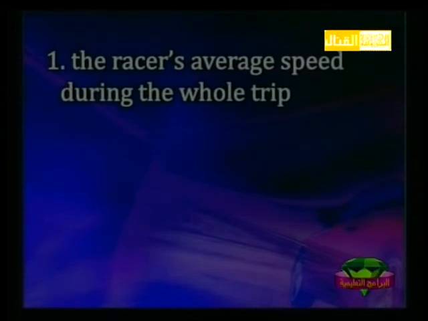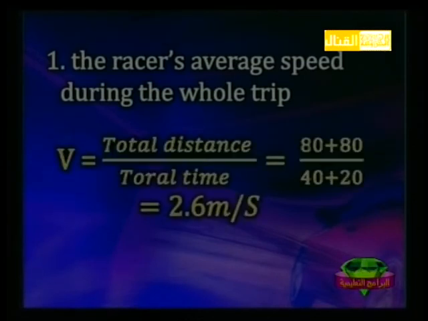If you want to catch the whole trip, what do you do for this? You can say the racer's average speed during all the trip. When I say this word, don't forget, I go 80 and return 80. How much distance? I have the distance. I go in one time and return in another time, so two times. The same law. Total distance over total time equals 80 plus 80, go and back, over 40 plus 20 for the time forward and backward again.